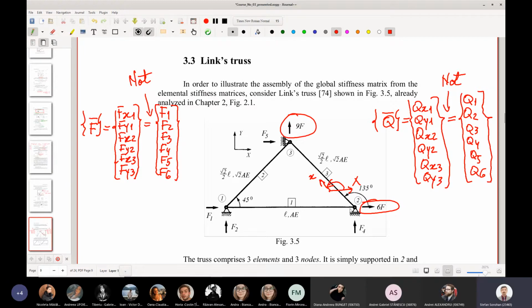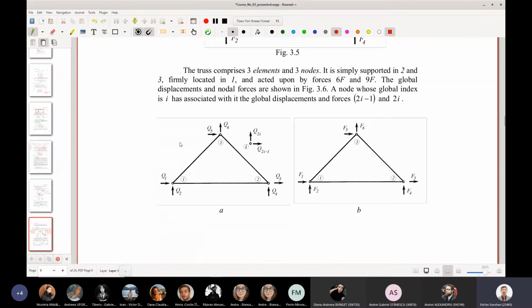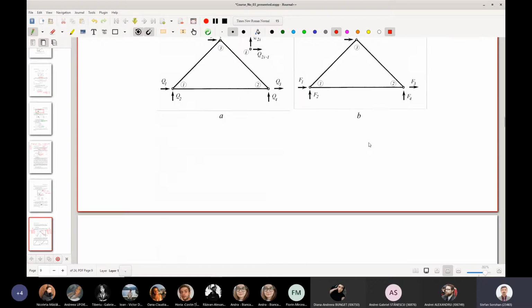We want to obtain the displacement along x for this node here because it is unknown. We know the displacement for this node along y, and of course we need the reactions. So this is F5, but F5 is known in our problem. And this one is, no, this is F3, sorry. And this one is F6, right? We know this value as given. And again, these are the forces according to our notation.